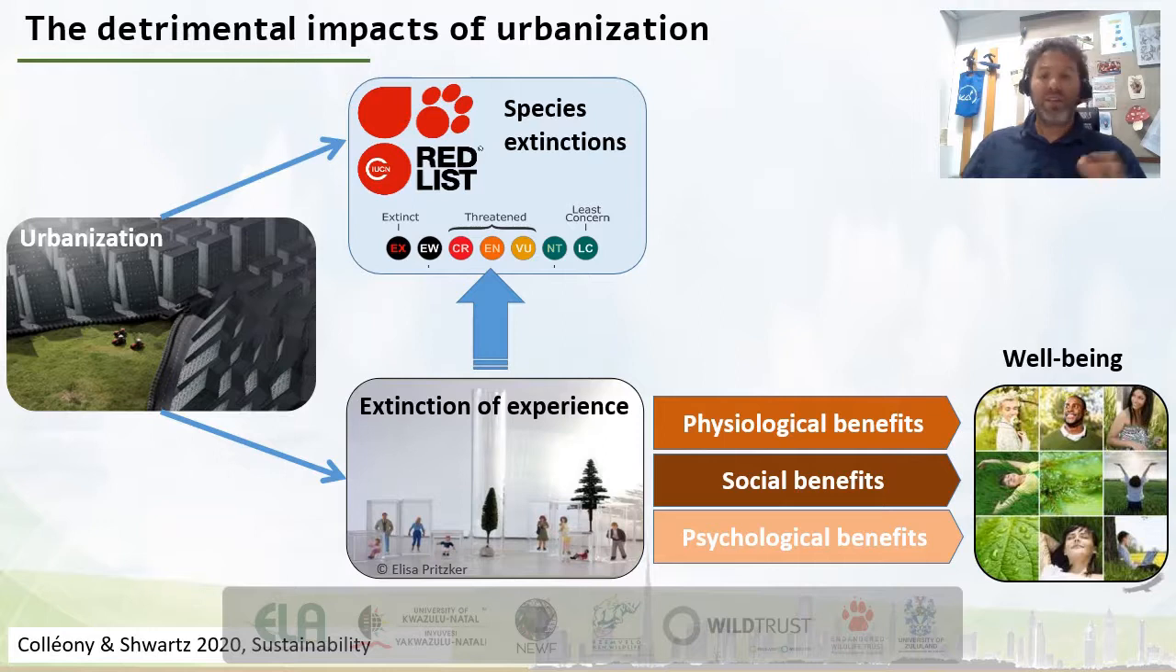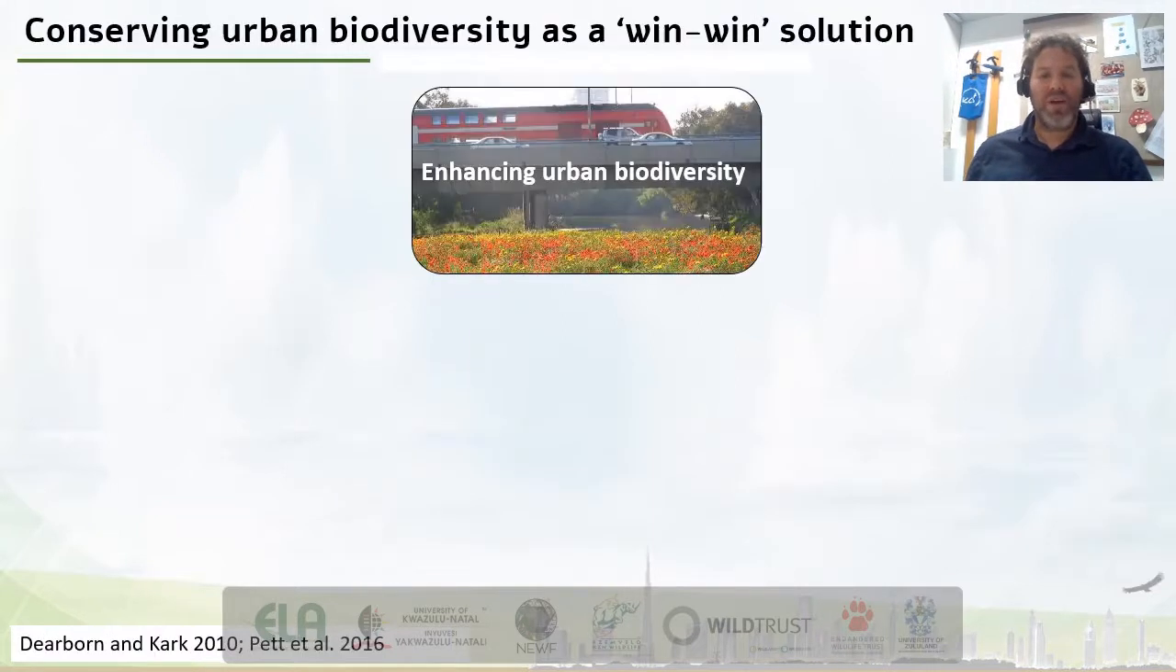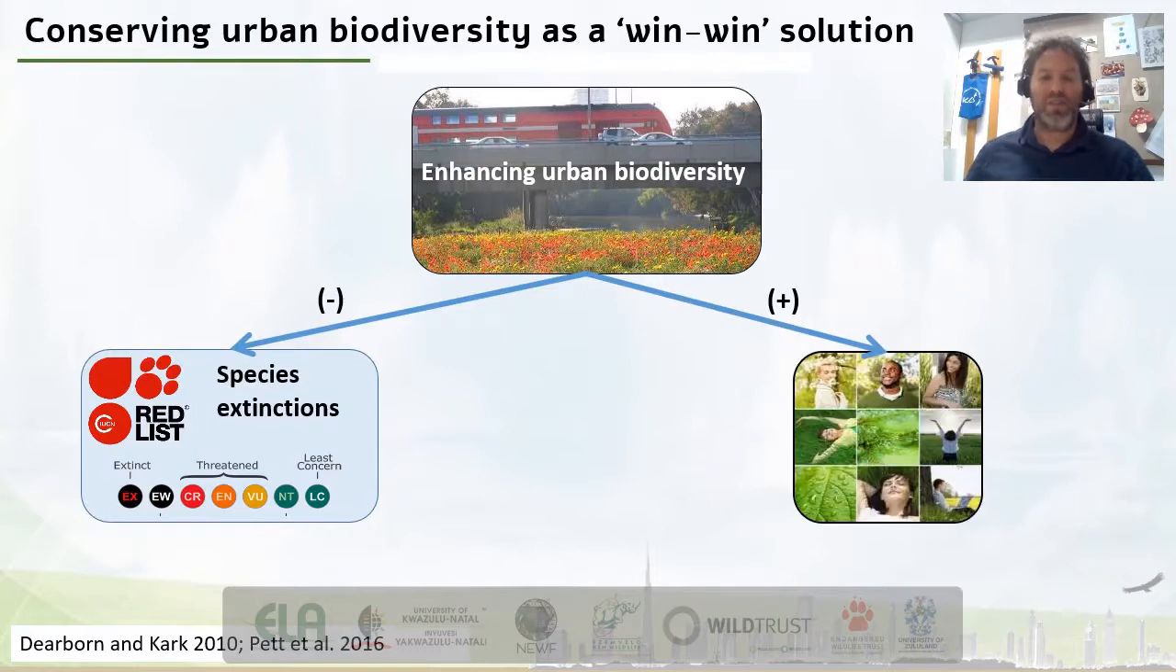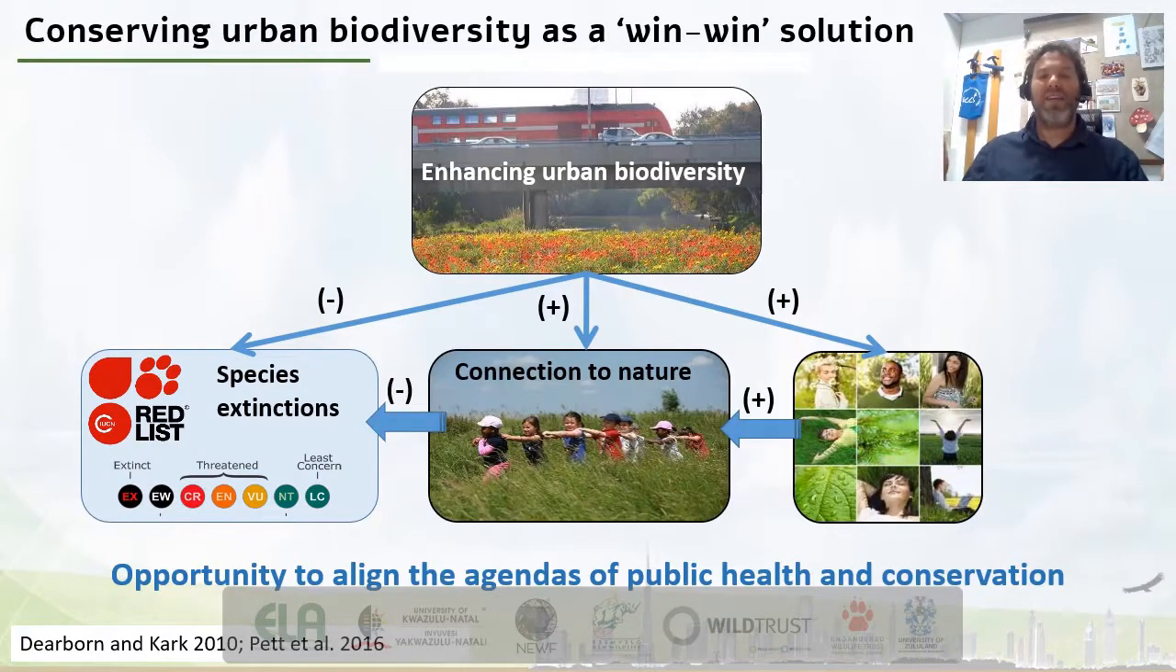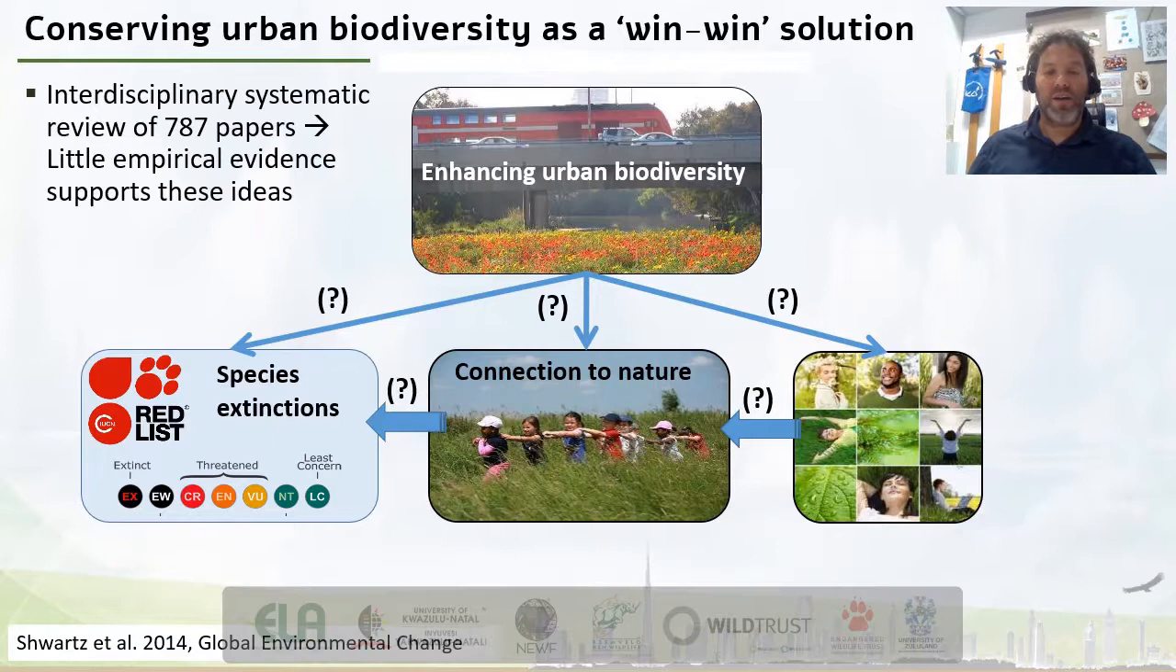So if this is the problem, if you think about multifunctional landscapes, we have a great solution. Let's enhance biodiversity, and this will be a great win-win solution. We will reduce species extinctions, increase well-being, connect people to nature, and basically align the agenda of public health and conservation. And I wish I could say this is working 100%. A few years ago, I did a systematic review covering almost 800 papers showing that there is little empirical knowledge to support this idea.